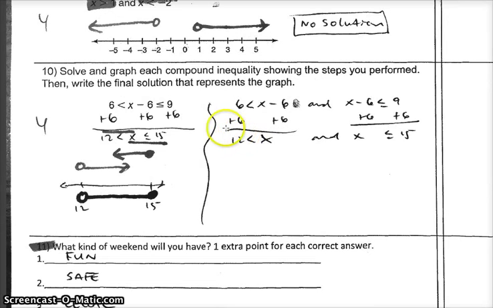Question number 10 basically just asks you to solve it. For most of you, I would recommend splitting the problem, and then putting this answer on your graph that looks like this. Your final solution is x is less than or equal to 15, but greater than 12.